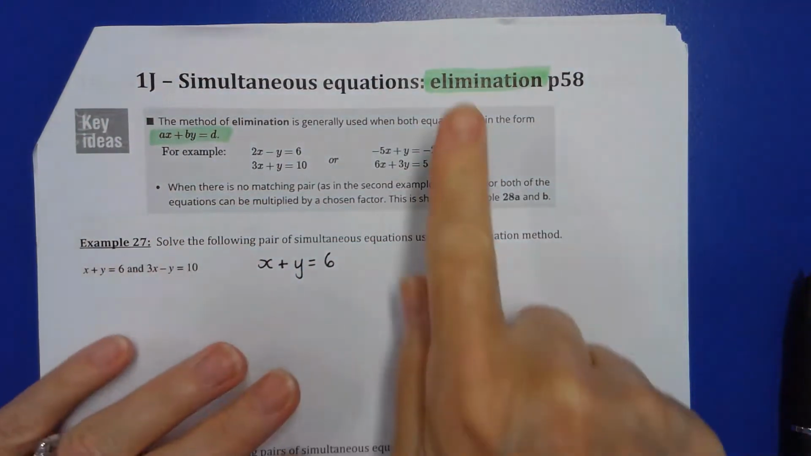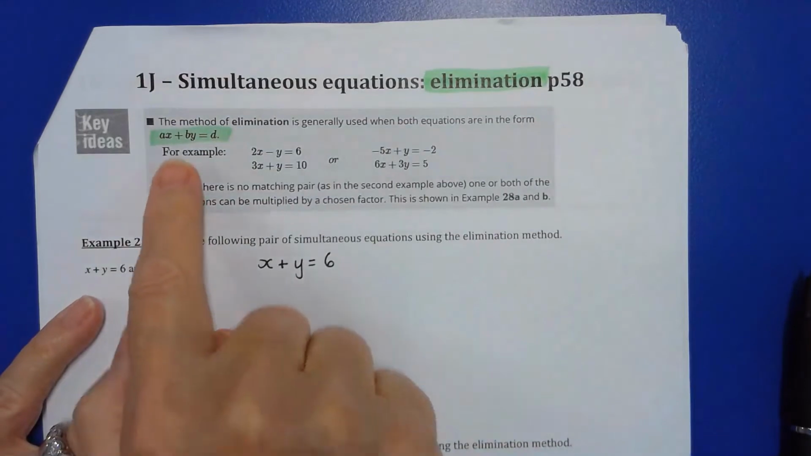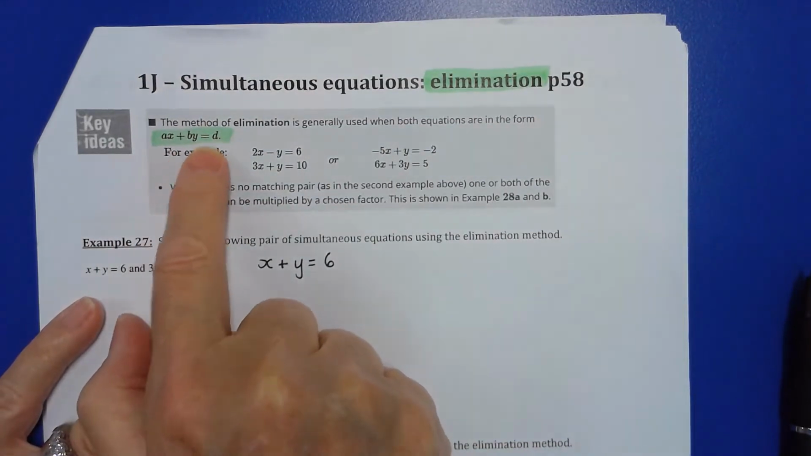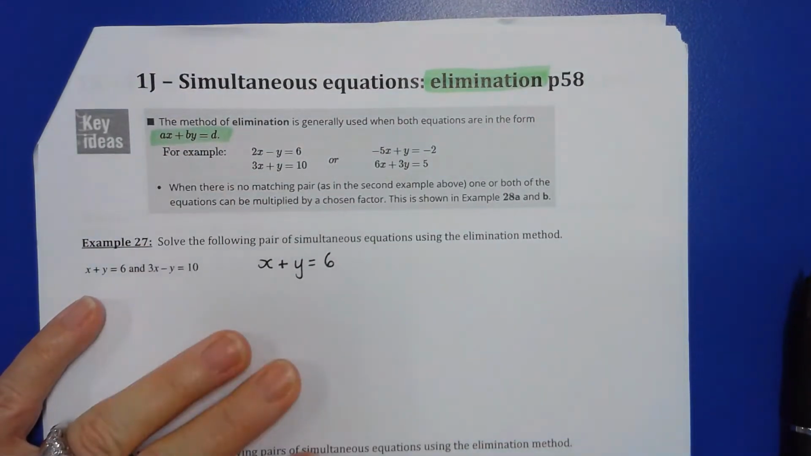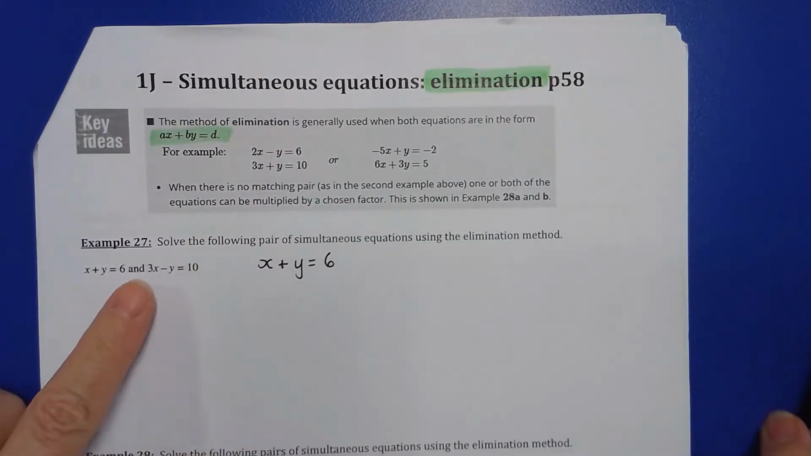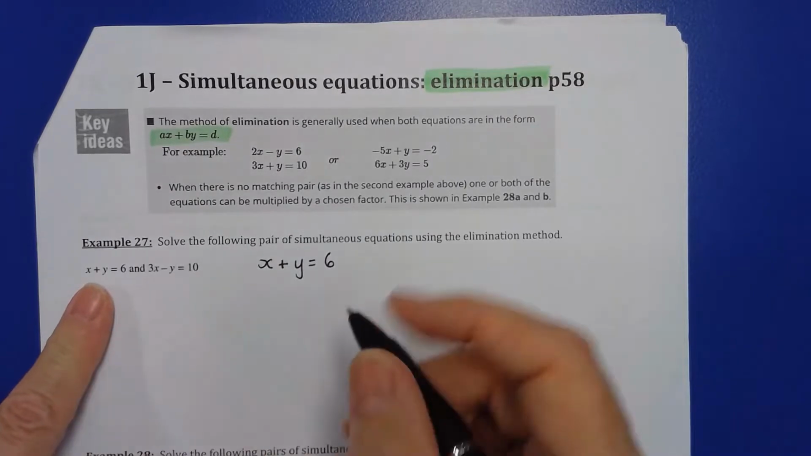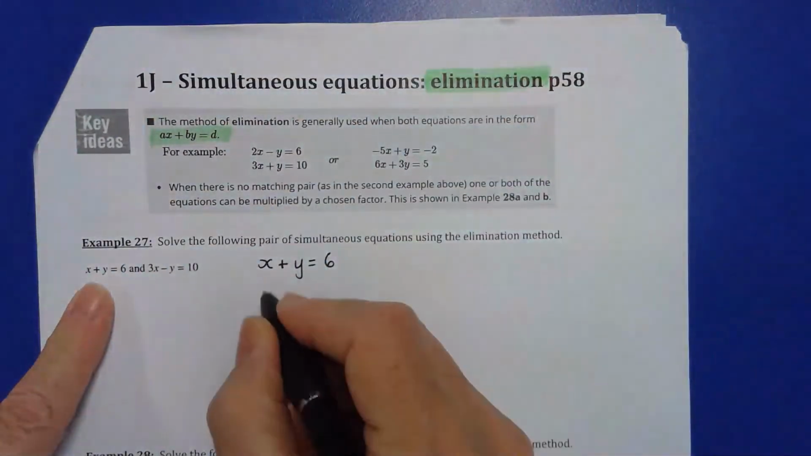All right, we're doing the elimination method, and we use that usually when the equations are of this form, and so they give a little example of when you would use it. So here I am. The first thing I do with the elimination method is make sure that these things are written one on top of the other.